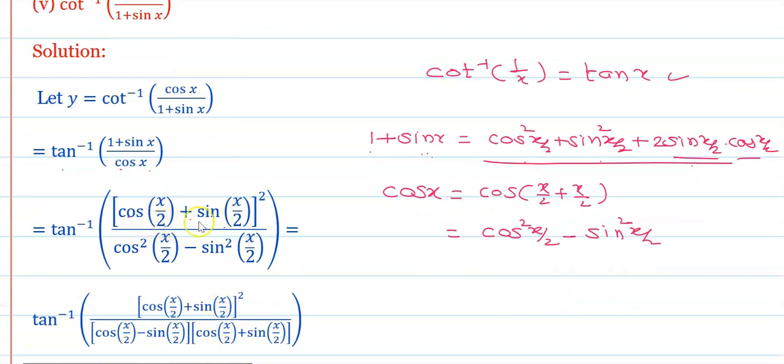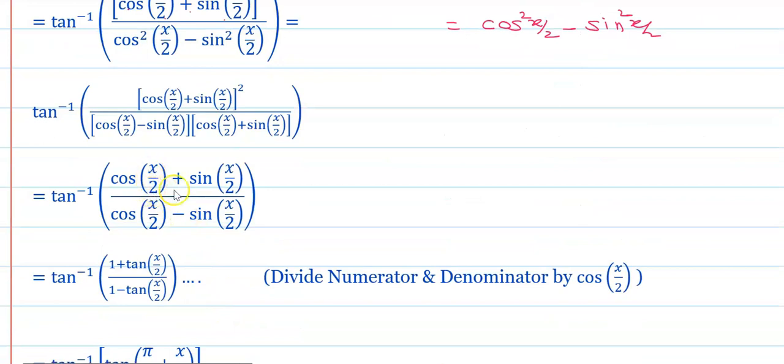Now look here, the bracket square is there, and this is a square minus b square. Here a plus sign, and here a minus, so the common factor cancels, and in the numerator you will get cos of x by 2 plus sin of x by 2 and in the denominator cos of x by 2 minus sin of x by 2. Now divide numerator and denominator by cos of x by 2. Cos of x by 2 upon cos of x by 2 gets cancelled, you will get 1. Sin of x by 2 upon cos of x by 2 gives tan of x by 2. Again, 1, and again tan of x by 2.